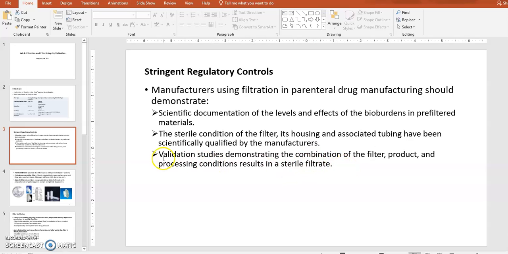And the validation studies demonstrating the combination of filter, product, and processing condition resulting in sterile filtrate. Okay, so you have to have the study done, and study results should be documented, saying that indeed this filtration method is efficient in removing contaminants, and your drug is not sticking with the filter. You're not losing your drug during the filtration. So all these should be studied and then documented. That's what the FDA says.